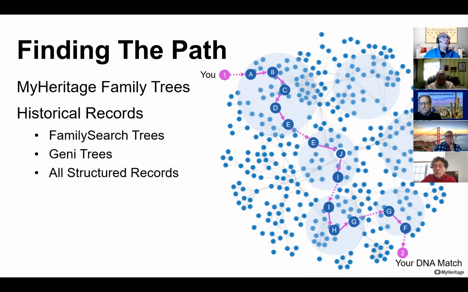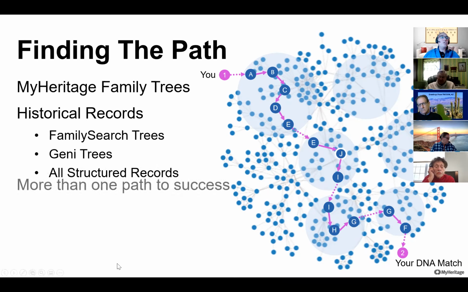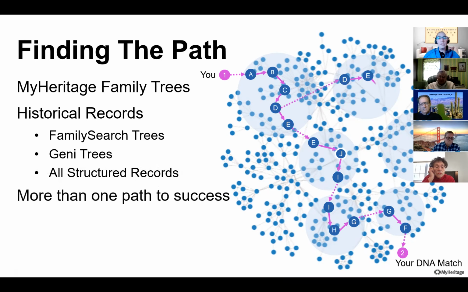Okay. Now, because your family tree probably has duplicate people and relationships, and those people appear in more than one family tree, that is also the reason why MyHeritage may be able to find more than one path in this connection between you and your DNA matches.